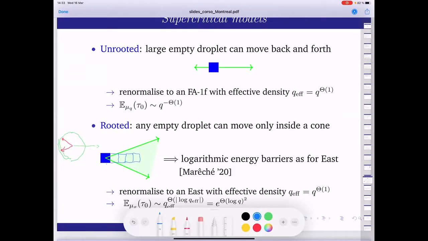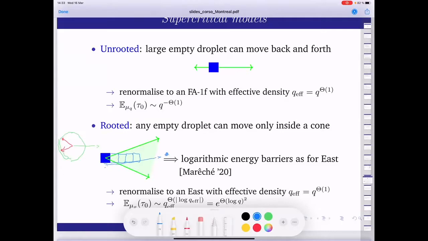Okay, which also explains why for the bootstrap percolation, these rooted models do not behave differently from the unrooted ones, because if I'm sitting at the origin, which is here, and I want to know how long I have to wait in order to be emptied, I simply have to wait that from the nearest droplet, I can reach the origin. So this is simply an inverse power of Q.